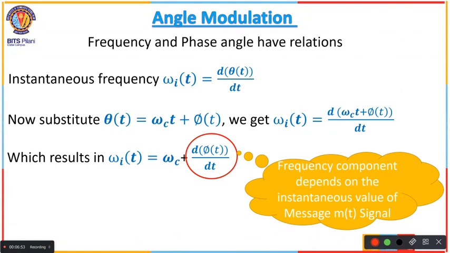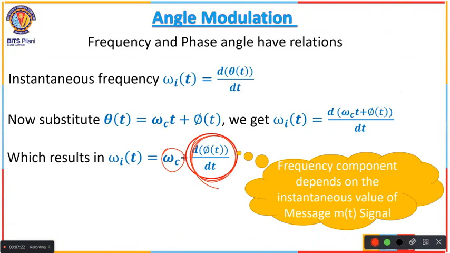Have you understood this? So this is the concept. Here, instead of amplitude, we are touching upon the angle of the carrier wave, and with respect to the constant frequency, this particular phase change is now proportional to the message signal. Have you understood this now?